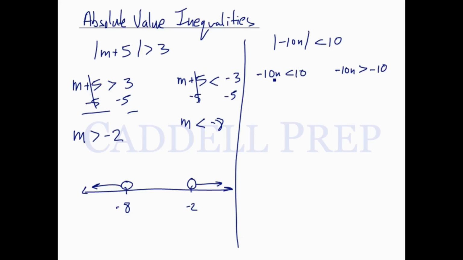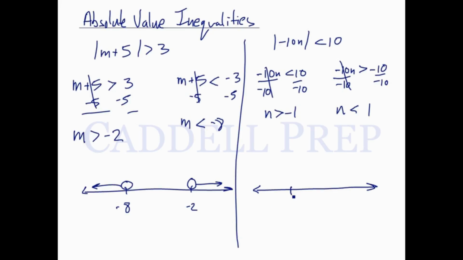Alright, so now let's solve. To get n by itself, divide by negative 10, divide by negative 10. So now we divided by a negative, this sign flips. N is greater than negative 1. Then here also divide by negative 10, divide by negative 10. Again, we divided by a negative number, so the sign flips. N is less than positive 1.